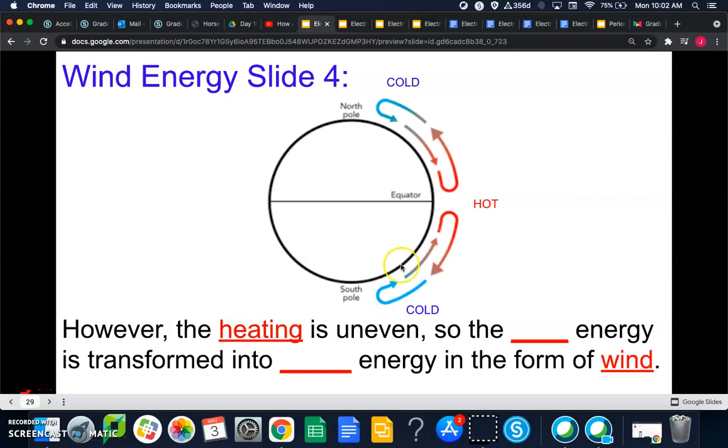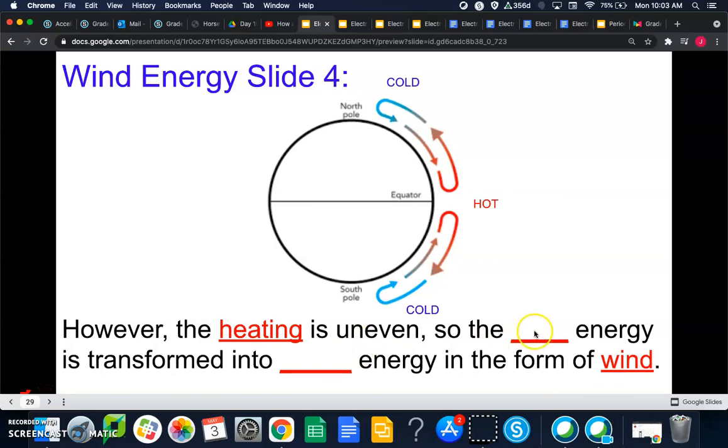And so then what ends up happening is the hot moves up to the cold, and the cold moves down to the hot, and that happens through what we call wind, right? And so that's how wind actually forms: because of the uneven heating on the Earth. The hot spots want to move to the cold, and the cold spots want to move to the hot, and that's where the winds come from.